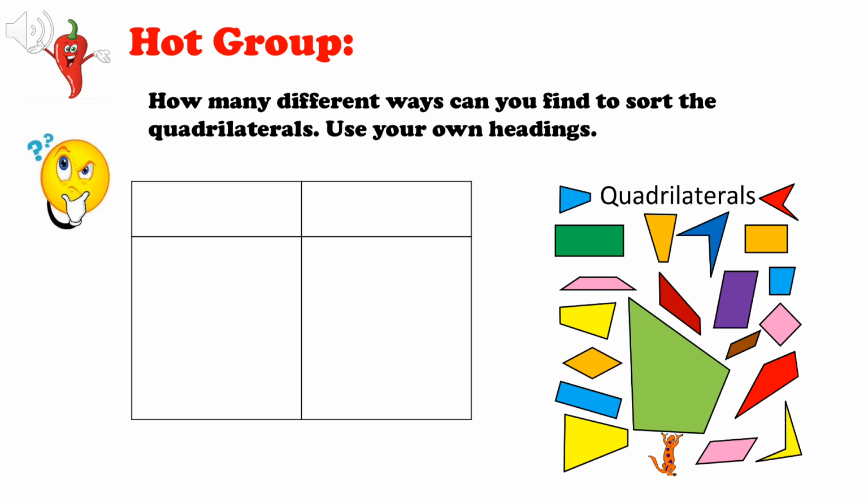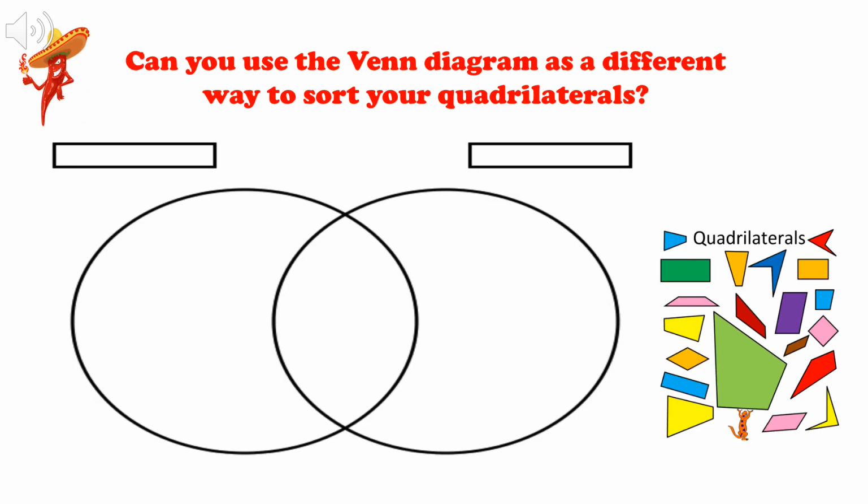On the screen in front of you, you will see the hot group task activity. What you've got to do is use the table to create your own headings and then to sort the quadrilaterals according to the headings that you've come up with. You can use the spicy table to give you ideas on the sorts of things that we put on those tables. Have fun. In front of you on the screen, you will see the chili challenge question.